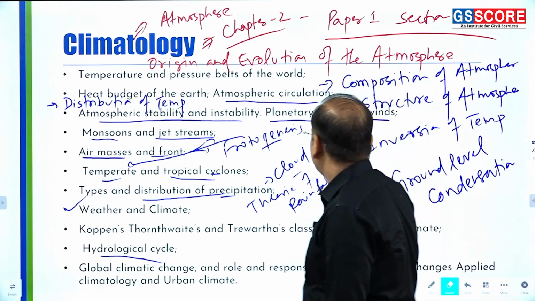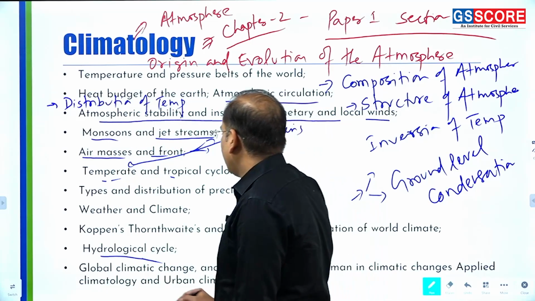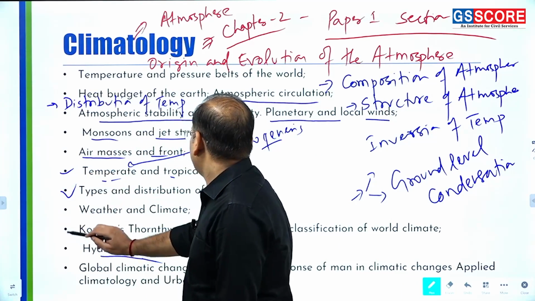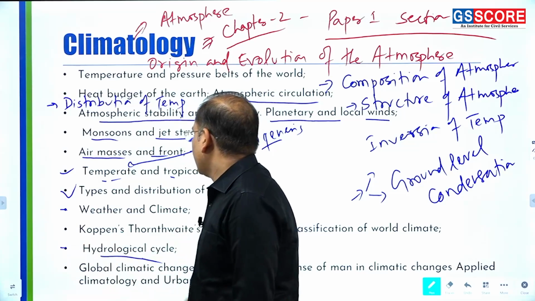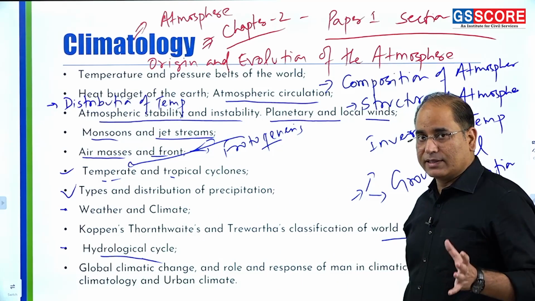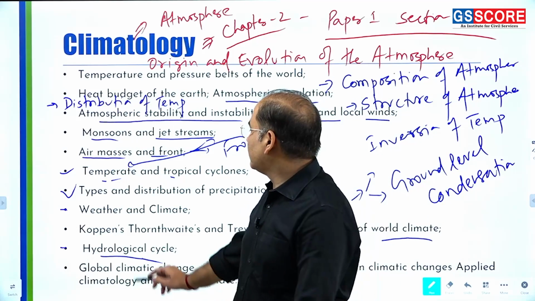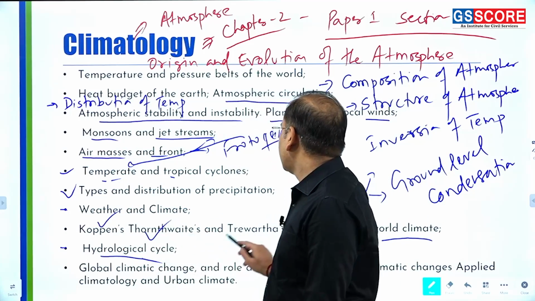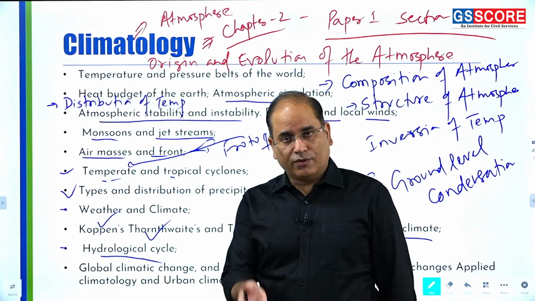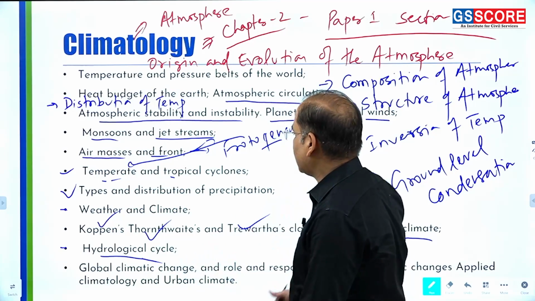So that is also you are supposed to study. Then we have the topic of climatic classification. Different climates have been classified, and there are three different climatic classifications given by Köppen, Thornthwaite and Trewartha. So Köppen's climatic classification, Thornthwaite's classification and Trewartha's classification.